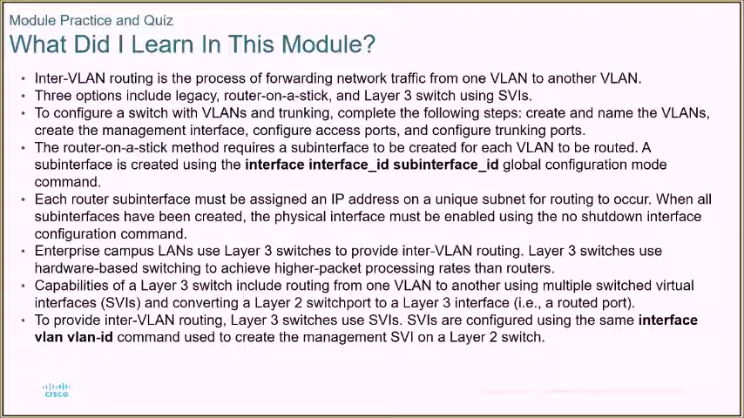Enterprise campus LANs use layer 3 switches to provide inter-VLAN routing. Layer 3 switches use hardware-based switching to achieve higher packet processing rates than routers. Capabilities of a layer 3 switch include routing from one VLAN to another using multiple switch SVIs, and converting a layer 2 switch port into a layer 3, so a routed port. To provide inter-VLAN routing, layer 3 switches use SVIs, and they are configured using the same interface VLAN ID command as what we use to create management SVIs on layer 2 switches.